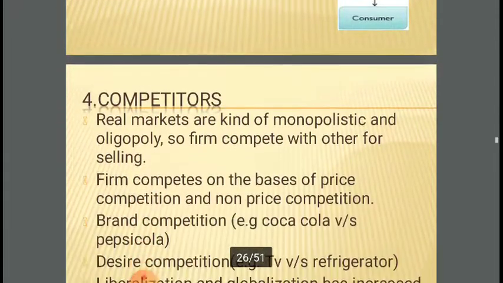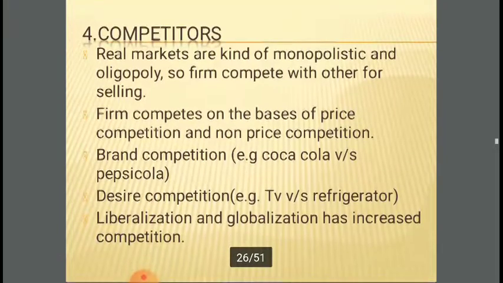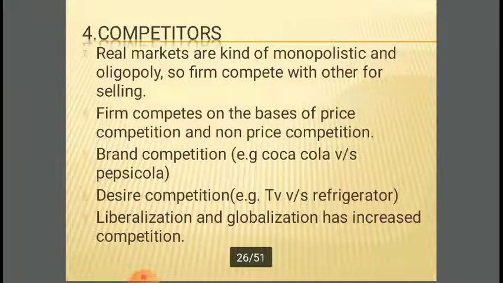Moving towards the fourth factor, they are the competitors. Real markets are kind of monopolistic and oligopoly, so firms compete with each other for selling. You know that there are basically four types of market structure: perfect competition, monopoly, monopolistic competition, and oligopoly.